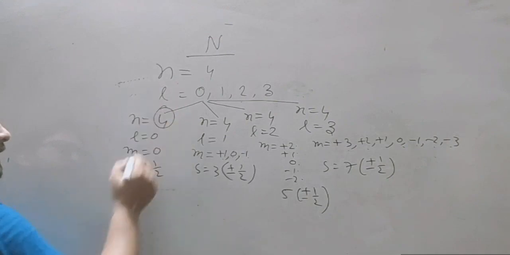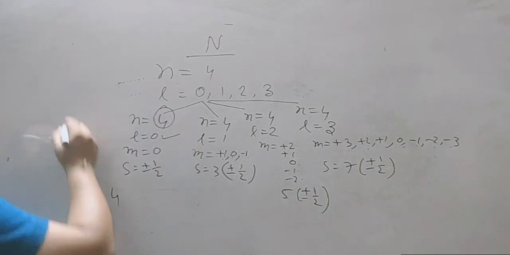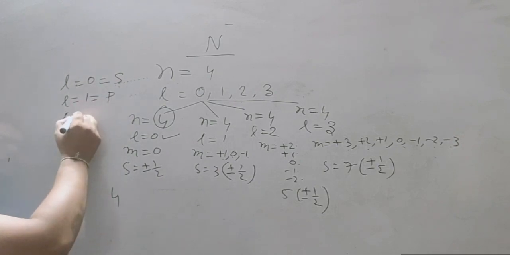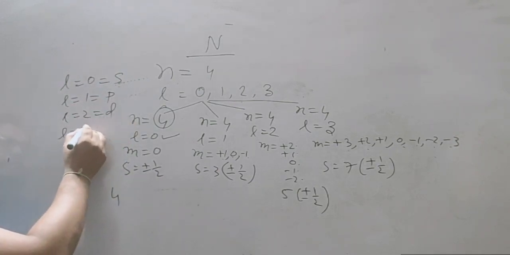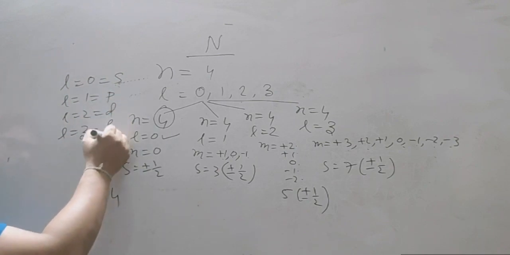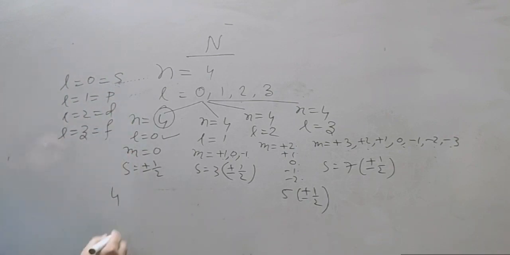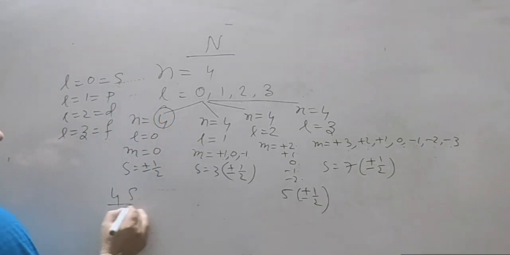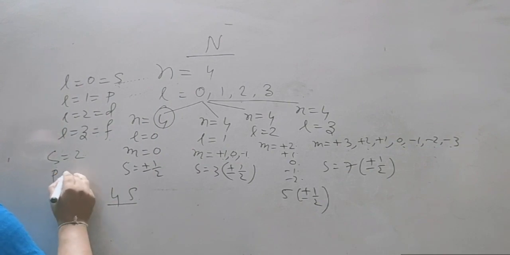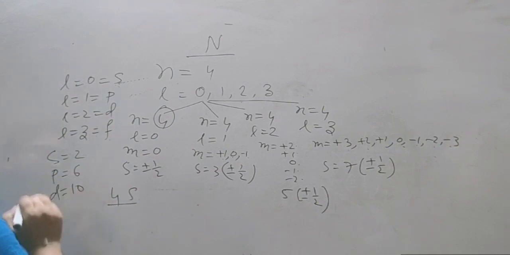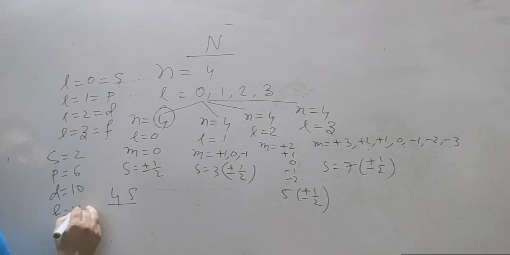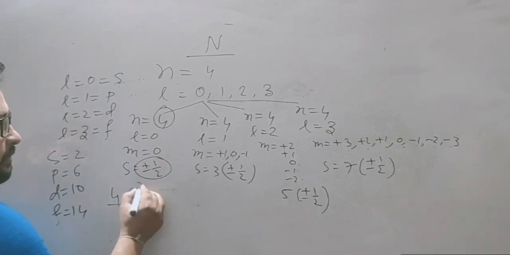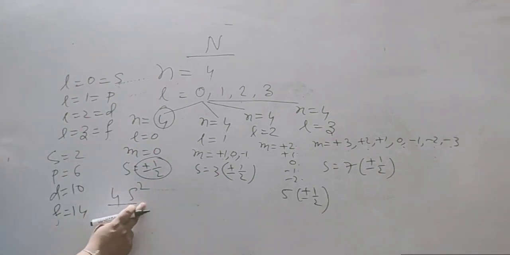So for n you can write 4, l is equal to 0. l is equal to 0 means s, l is equal to 1 means p, l is equal to 2 means d, l is equal to 3 means f. So this is 4s, and s can hold 2 electrons, p can hold 6 electrons, d can hold 10 electrons, and f can hold 14 electrons. How many electrons in 4s? Plus minus half means 2 electrons.